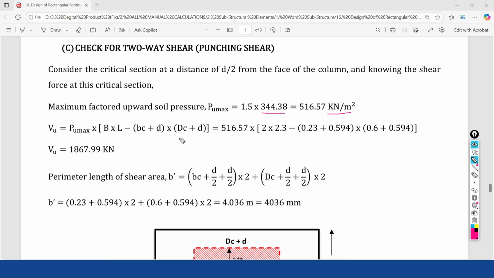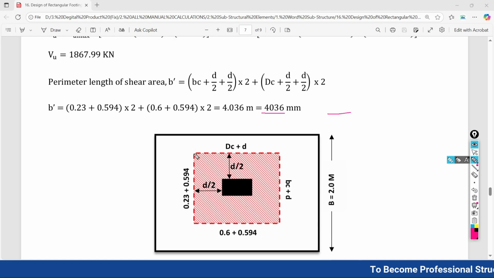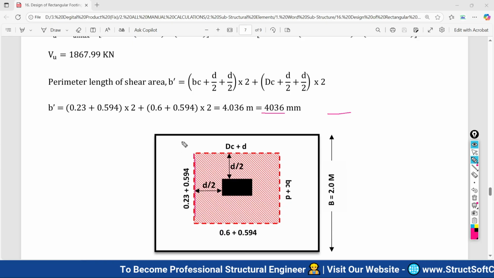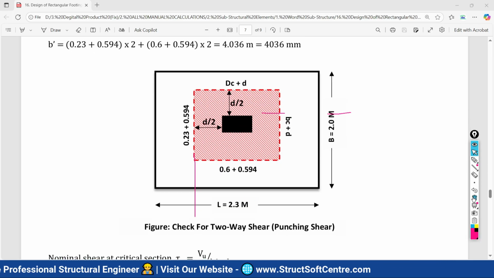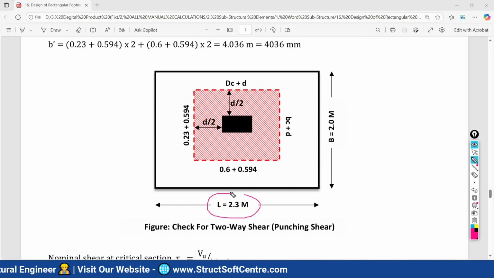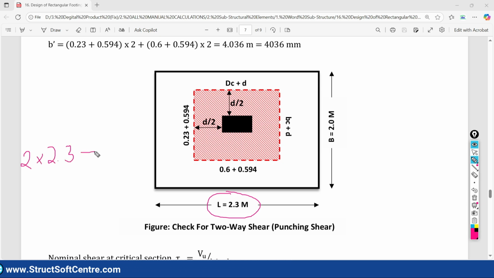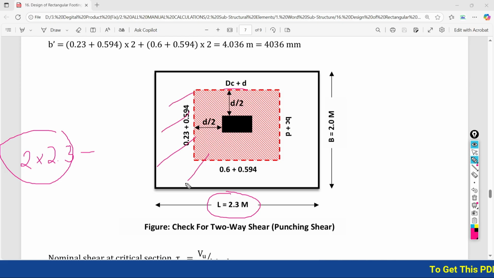We want the shear force value which is going to act at this section. So how can you calculate this? The upward soil pressure needs to be multiplied with this empty area. How will you come to know this empty area? Very simple. You have to find the total area, 2 meter by 2.3 meter, and then subtract this shaded area from the total area. So you will get this empty outside area.